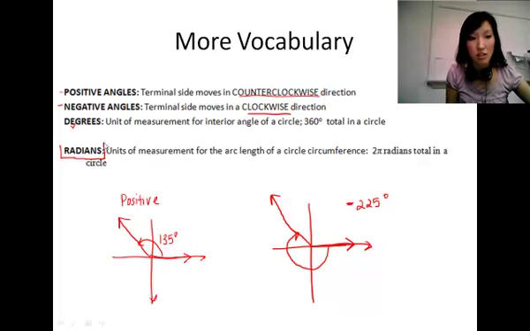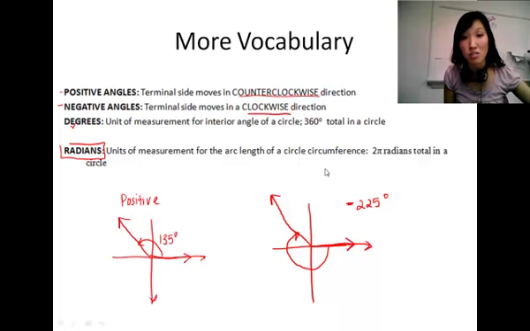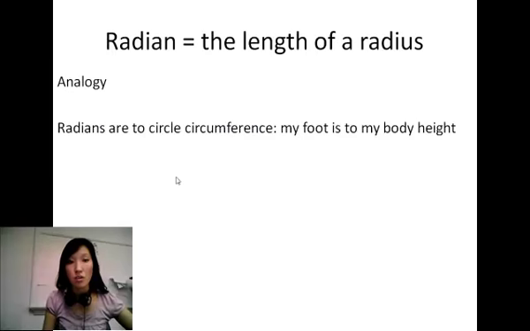This is our new one. Radians are a unit of measurement for the arc length around a circle's circumference. There's 2 pi radians total in a circle. Here's a quick analogy. A radian, once again, all it is, is a length. It's a way of measuring, so we need a set length.